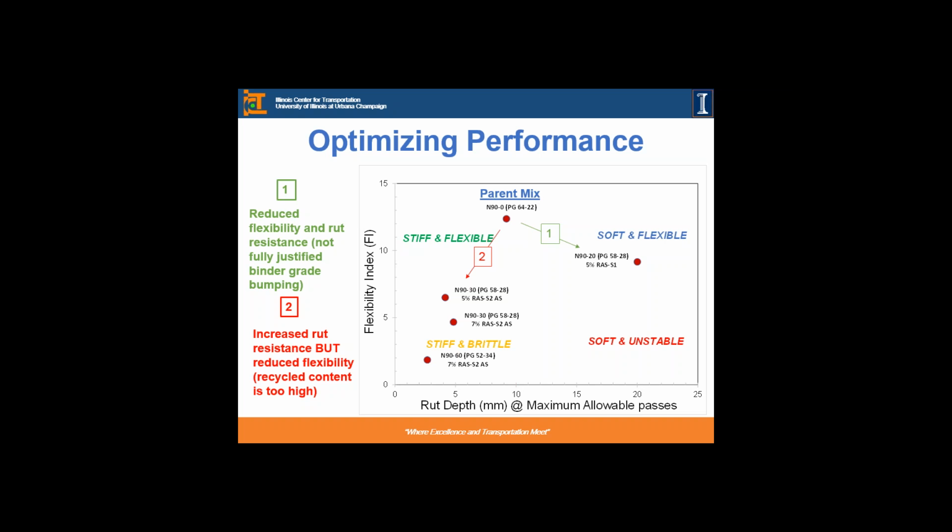If you go in the other direction, we further increased the recycled content in the mix, and now our mixes start migrating toward this quadrant where they were becoming more and more brittle. So this is the case, for example, with the highest recycled material, and it really was in the quadrant very close to mixes which we consider stiff and very brittle.